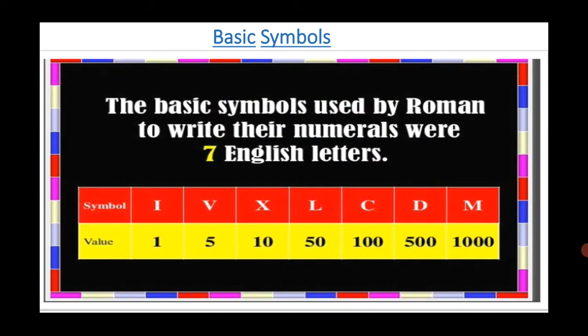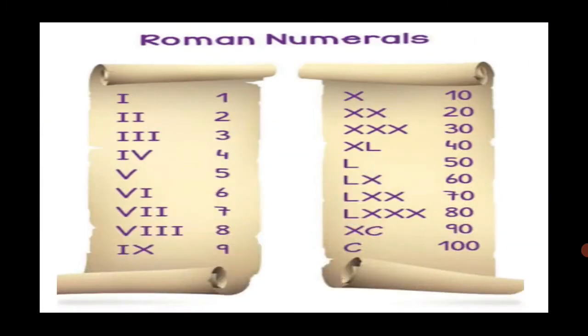Okay, dear students, just see, we have certain symbols. We use 7 letters of the English alphabet in Roman numbers. For 1 we use I, for 5 we use V, for 10 we use X, for 50 we use L, for 100 we use C, for 500 we use D, and for 1000 we use M. So these are the 7 letters.